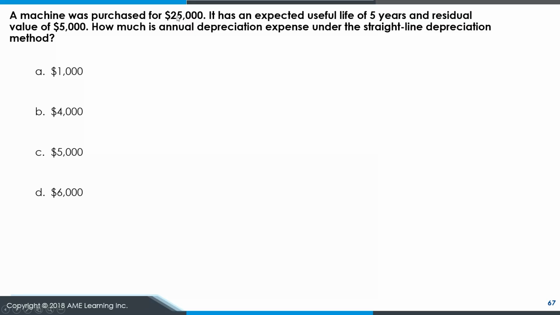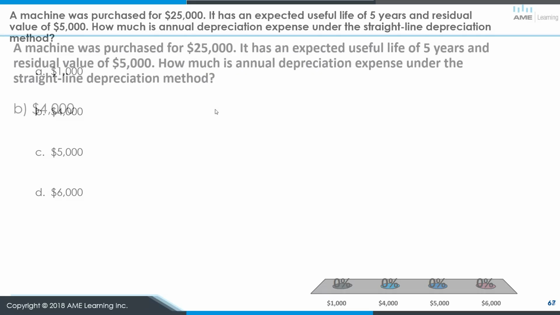So if we take 25,000 cost minus 5,000 residual value, that's 20,000. Then divide that by 5. And so if we take 20,000 divided by 5, we get 4,000 annually. And so B would be our answer there.